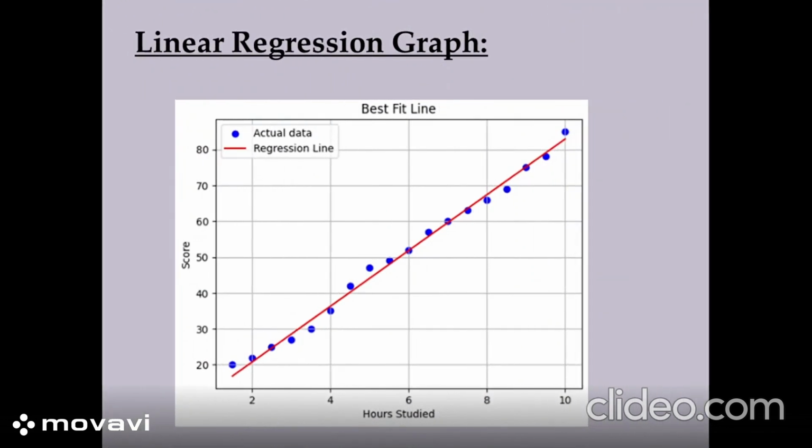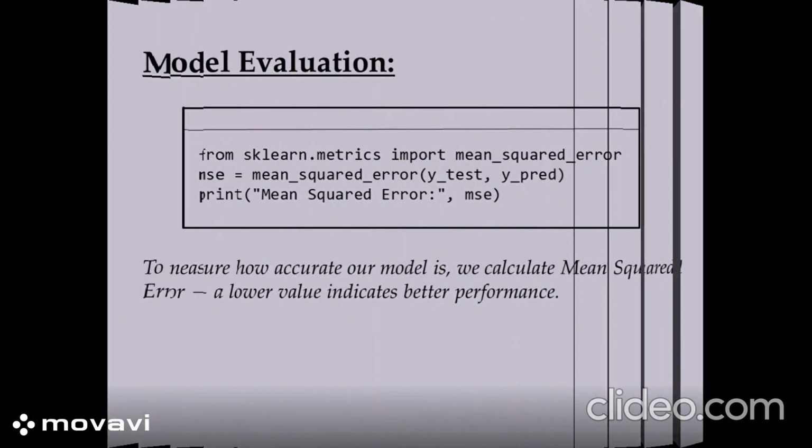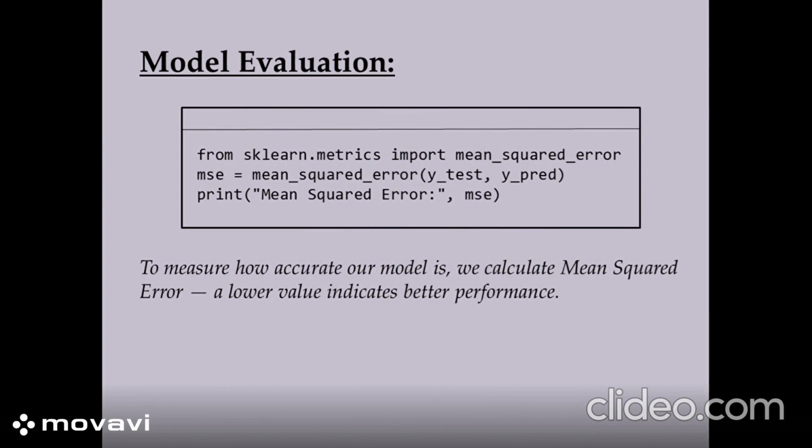So this is the graph. The blue points are actual data and the red line is what the model predicts. The closer the blue points are to the line, the better the model. Since the dots are close to the line, it is a good fit. And to check accuracy, we calculated the mean squared error and R-squared scores. Lower MSE means fewer mistakes and R-squared closer to 1 means better fit. Both values look good for this data.